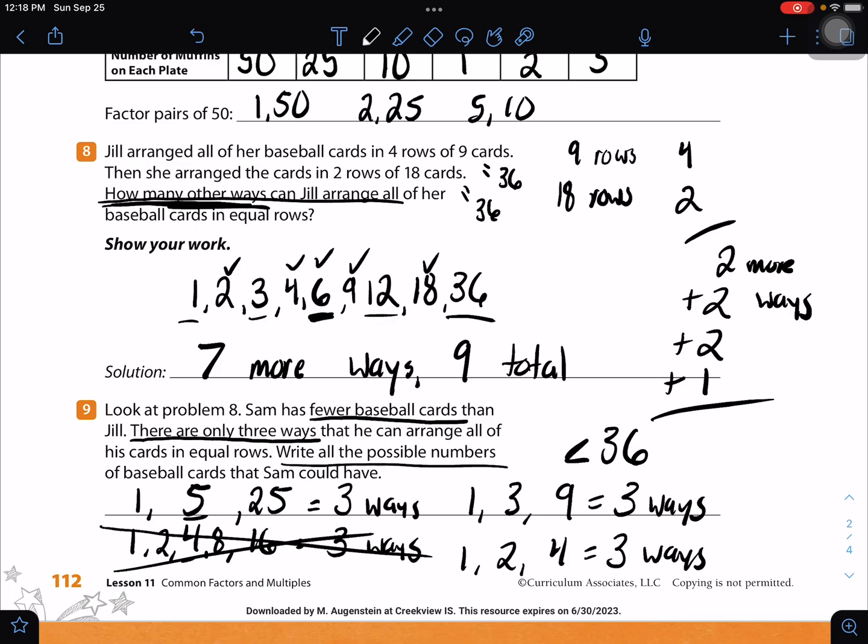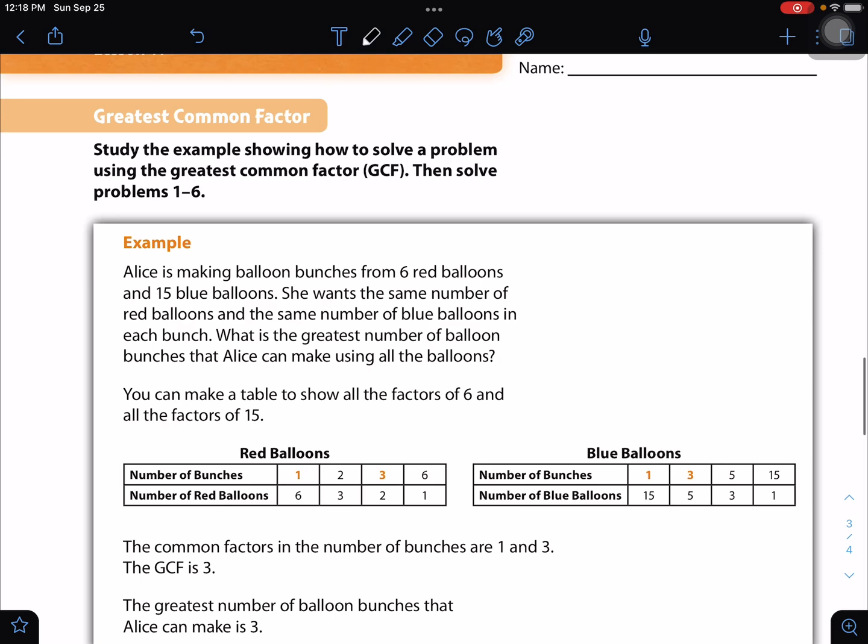So all the possible numbers of baseball cards that he could have. So our final answer, he could have 4 cards, 9 cards, or 25 cards? That's what we're looking for. All right, you have these next 2 pages.